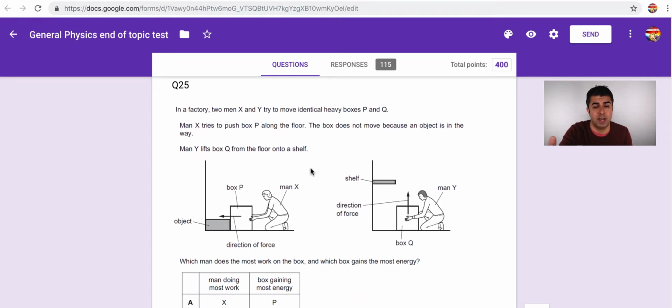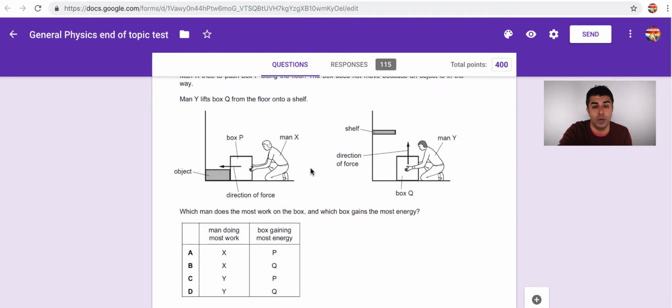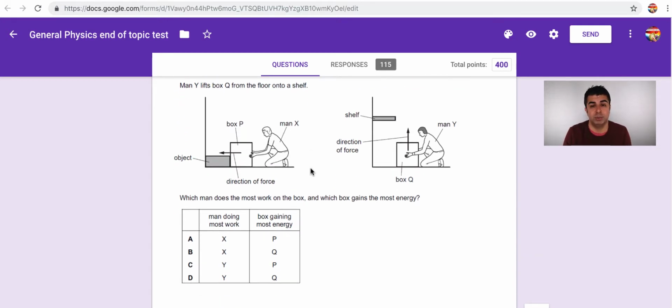Question 25. In a factory, 2 men X and Y try to move identical heavy boxes P and Q. Man X tries to push one box P along the floor. The box does not move because an object is in the way. Man Y lifts box Q from the floor onto a shelf. Which man does the most work on the box, and which box gains the most energy?